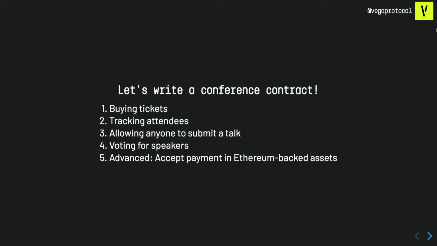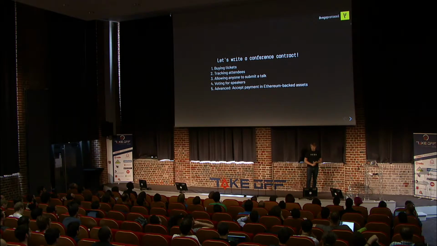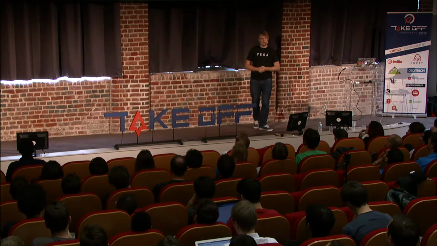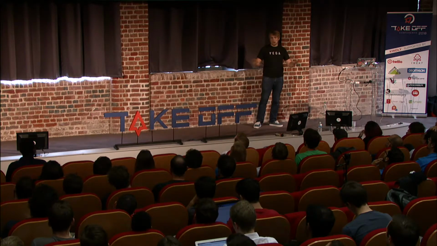So since we're at a conference, I thought maybe we could write a smart contract that models a conference, right? So what sort of features do we need? Let's say we want to buy tickets. Let's say we want to track who's attending the conference. We might want a democratic method for allowing any of you to submit a talk proposal, a call for papers. We could vote for which speeches we like the best, and then organize our conference that way, in a very transparent way where no one can alter it.